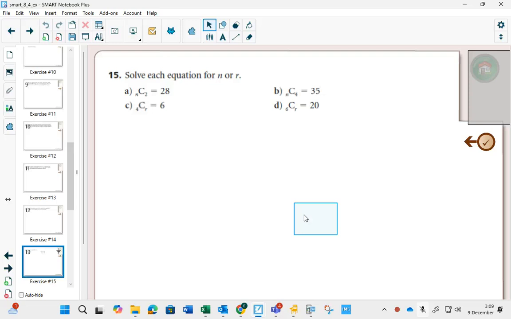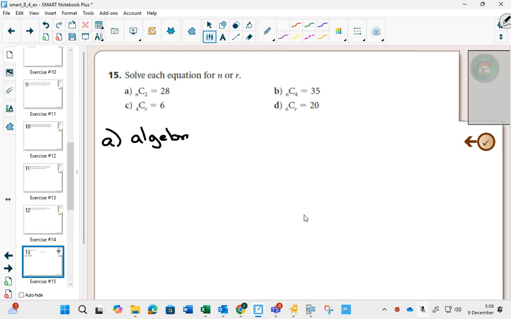The most typical one of these that you'll get is A, and on a test, A would say to solve it algebraically. So anytime something says solve it algebraically, you have to use the formula. So this would be n factorial over 2 factorial. What else would be here without looking at your formula? N minus 2, because those have to add up to the top one. And it's equal to 28.